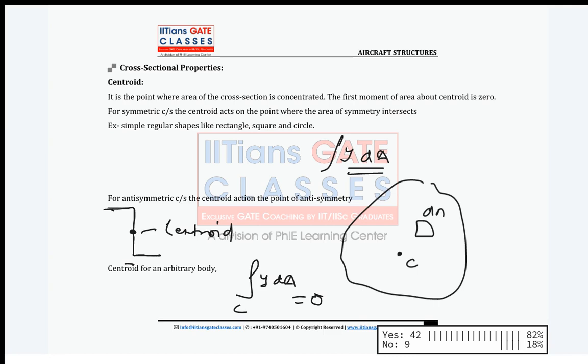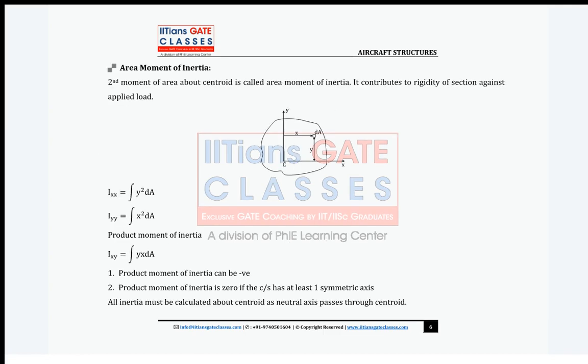Now the next cross sectional property is area moment of inertia. So what is area moment of inertia? The second moment of area about the centroid is called area moment of inertia, and it contributes to the rigidity of the section against applied load. So again, what is rigidity, guys? Can anyone tell what is rigidity? Or what does it resist?